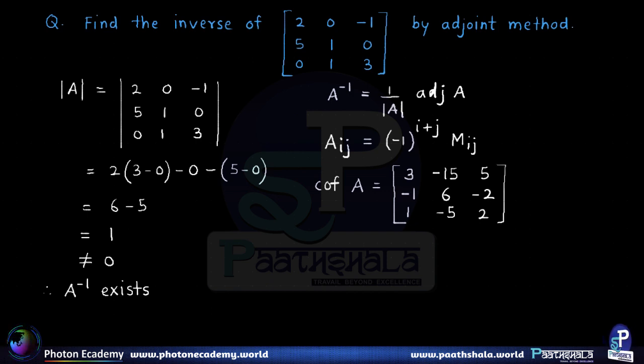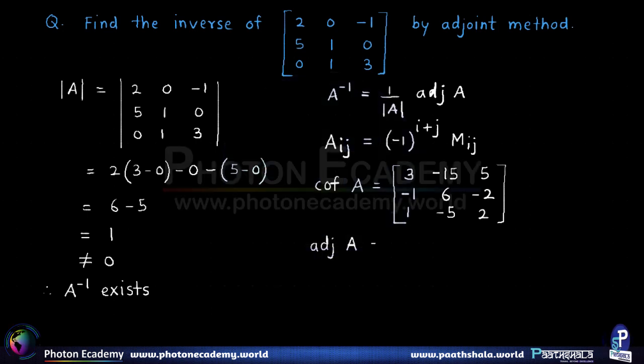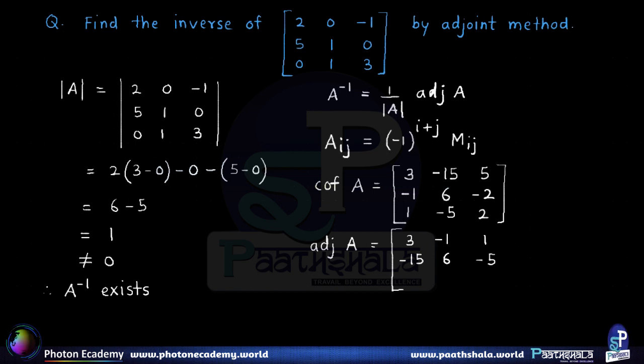And now writing the transpose of the cofactor matrix, we will get the adjoint. Transpose is nothing but we have to merely interchange rows and columns. So therefore here we will have 3, minus 1, 1, then minus 15, 6, and minus 5, and lastly 5, minus 2 and 2. So that is the adjoint.